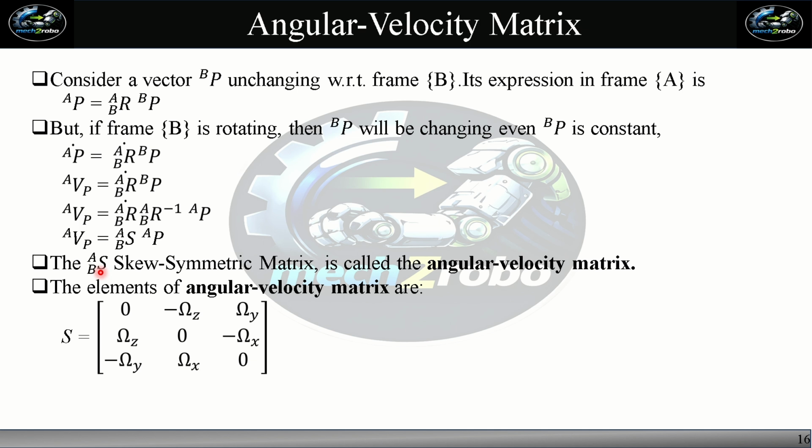and this S is the skew-symmetric matrix, which is called the angular velocity matrix. The elements of this angular velocity matrix are as follows: 0, minus omega z, omega y; omega z, 0, minus omega x; minus omega y, omega x, 0. And these are the three components of the angular velocity vector, which we discussed in the rotational velocity concept.